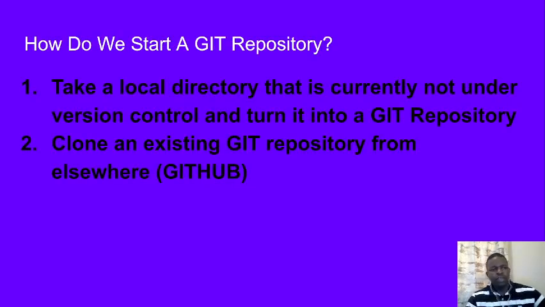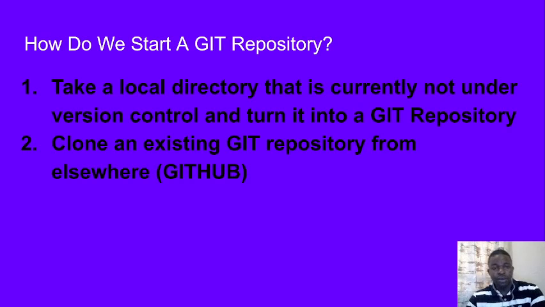So the next question is, how do we start a Git repository? There are two major ways you can start a Git repository. It's either you take a local directory that is currently not under version control and turn it into a Git repository, or you clone an existing Git repository from elsewhere, like GitHub.